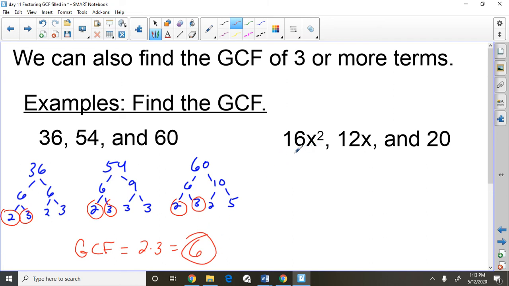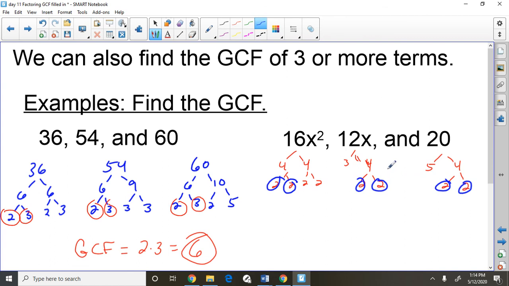Last one, 16x squared. So 16 is 4 times 4. 12 is 3 times 4. Oops. Just 2 times 2. And 20 is 5 times 4. So if I look at what's the same, I have a 2, and I have another 2. Now, some of you may have looked at the beginning and said, oh, the biggest number that goes into 16, 12, and 20 is 4, and been able to find that right away.